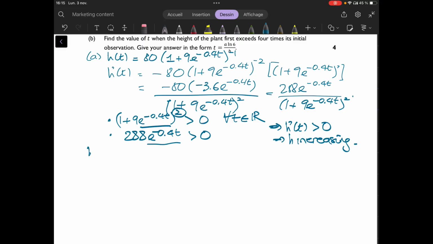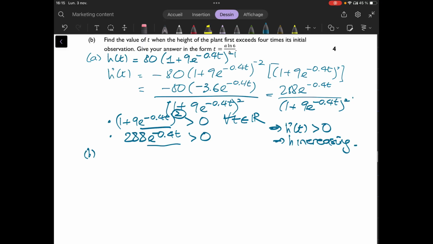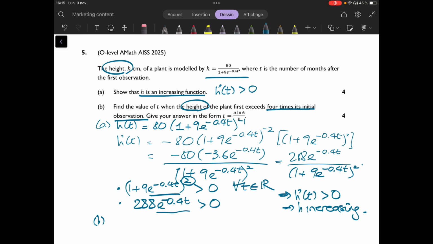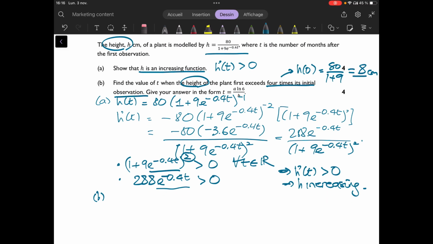Part B. Find the value of t when the height of the plant first exceeds 4 times its initial observation. So first we need to find the initial observation. So the height at time 0 is going to be 8 centimeters high. So now we need to solve the equation.